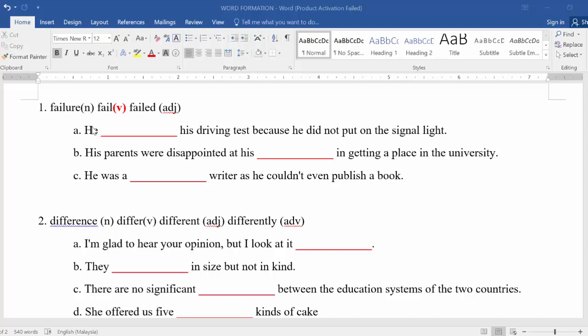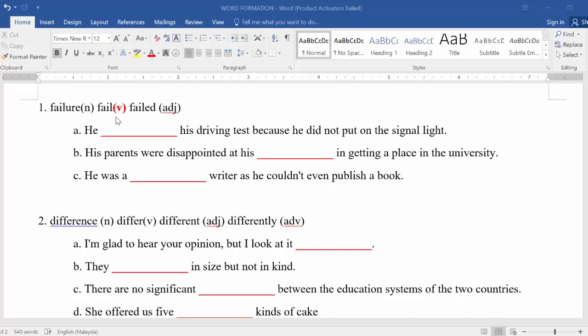Okay, so number 1, we have 3 words here: failure, fail, and failed adjective. Okay, first word, failure. Failure is a noun. Failure means an event that does not accomplish its intended purpose or its target. For example, today you conduct an experiment, but at the end of the experiment, you didn't succeed. So it means that this experiment is a failure. That is how you use failure in a sentence.